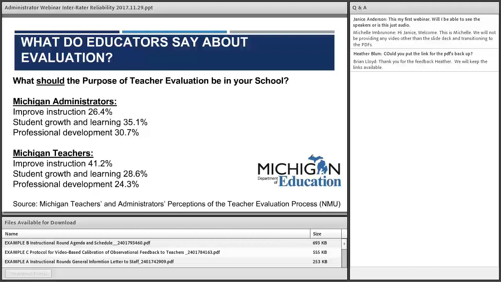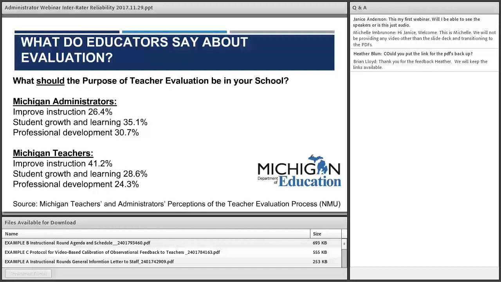We asked a second question: instead of what should the purpose be, what is the actual purpose of educator evaluation in your school and across the state? We saw a much bigger difference in responses between teachers and administrators here. About 19% of administrators cited compliance as the main reason for educator evaluation, while almost 30% of our teachers cited compliance. So we have a large group of educators in our state that are still compliance-oriented, or have a mindset of compliance, or feel like that's the main purpose of educator evaluation.